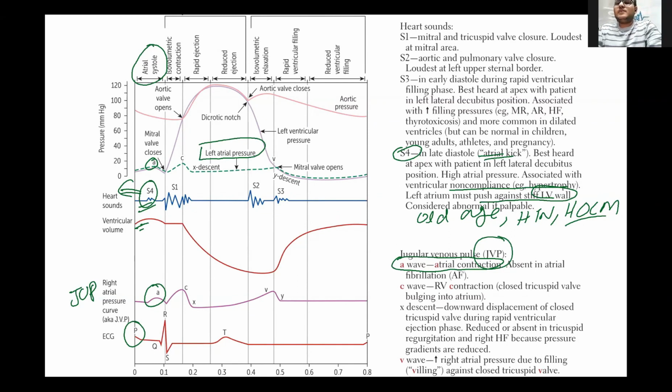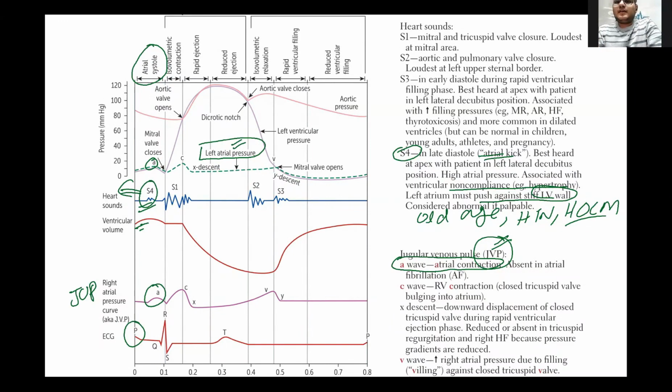Okay, so the waves in the left atrial pressure are the same, but with a different name. When we talk about JVP, jugular venous pulsation, it is the right atrial pressure. The same will be the A wave in the left atrial pressure. What will happen in the left ventricular pressure and aortic pressure?